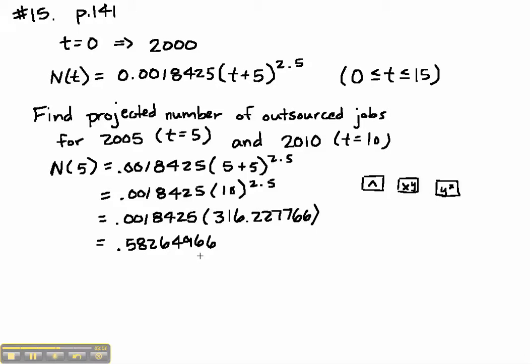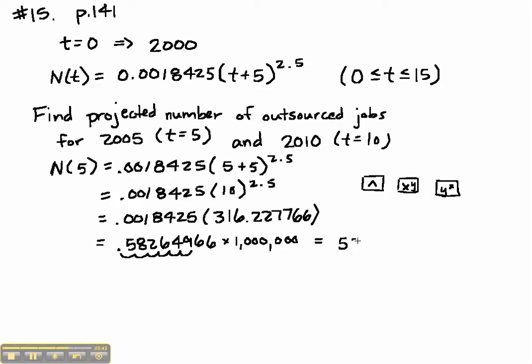Now remember that the total number of jobs is in millions. Okay, so 0.58264966 is not our final answer. Since it's in millions of jobs, we would need to multiply this number by 1 million. Okay, we can reduce this down just by moving the decimal place over 6 times. That's the same thing as multiplying by 1 million.